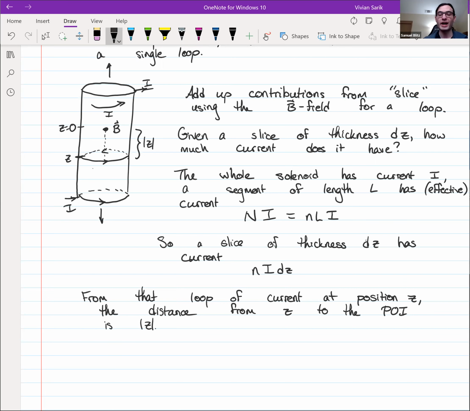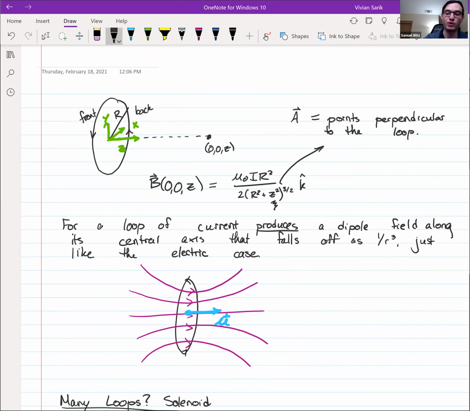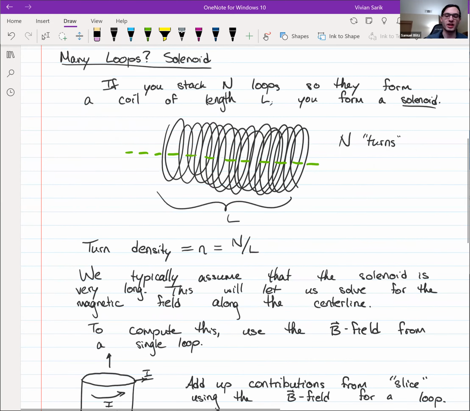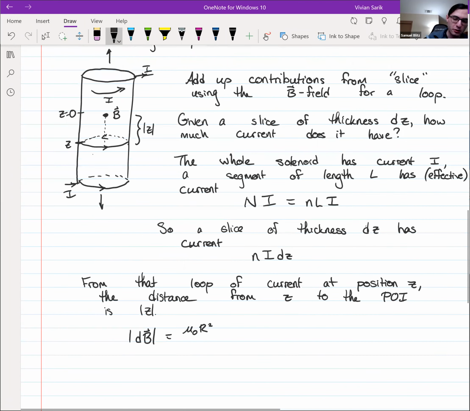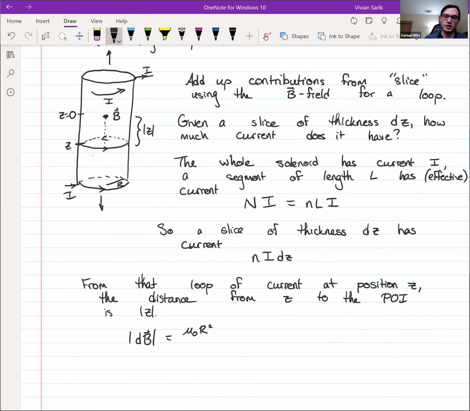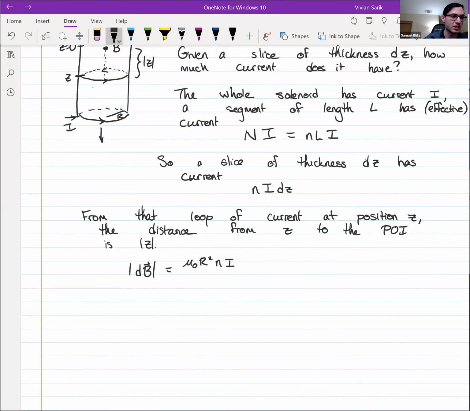And so we can use that formula, we can replace the letter z here with the absolute value of z and then just use this formula directly. So that implies that the magnitude of the magnetic field from that small loop of current at position z would be equal to mu naught times r squared, where r is the radius here, times the current. In this case, the current is n times I times dz.